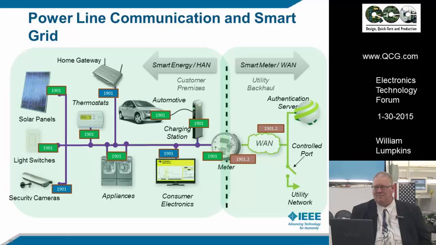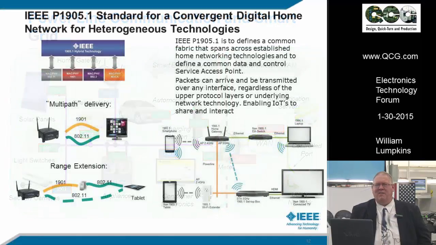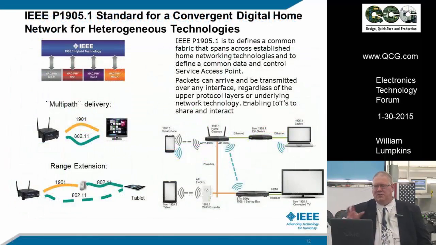1905, as I covered before, covers this whole convergence of technologies. That's what this picture shows. 1905 doesn't actually cover MoCA, which is a technology many of you may be familiar with. MoCA is multimedia over coax cable. That's another technology that may be in the home. So these are all different technologies and how they converge and work together.